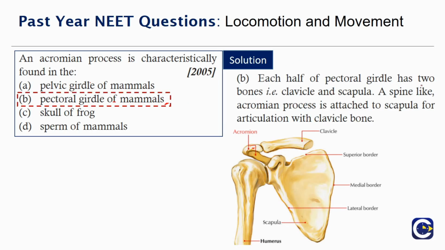Each half of pectoral girdle has two bones, clavicle and scapula. Spine-like acromion process is attached to the scapula for articulation with the clavicle bone.